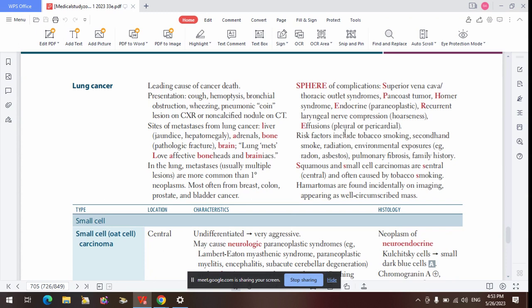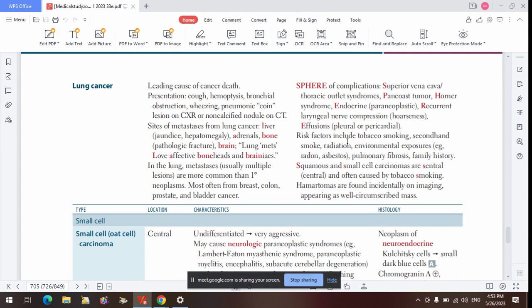So, Dr. Oluwatobi, what type of pleural effusion will this person manifest with? Someone that has a lung cancer. Transudate. Can I try exudative now? Okay. Exudative. Exudative.